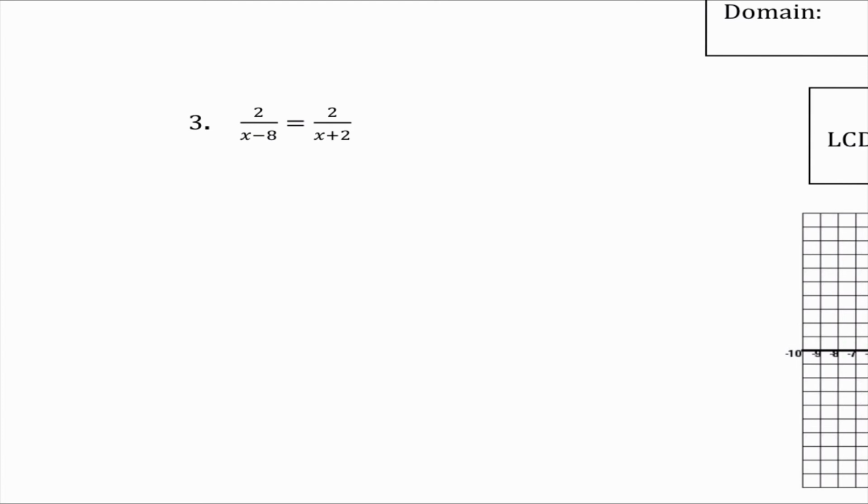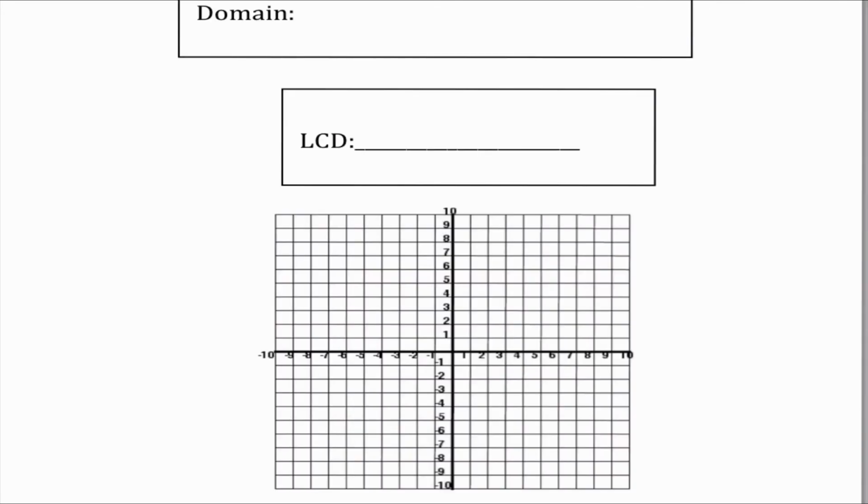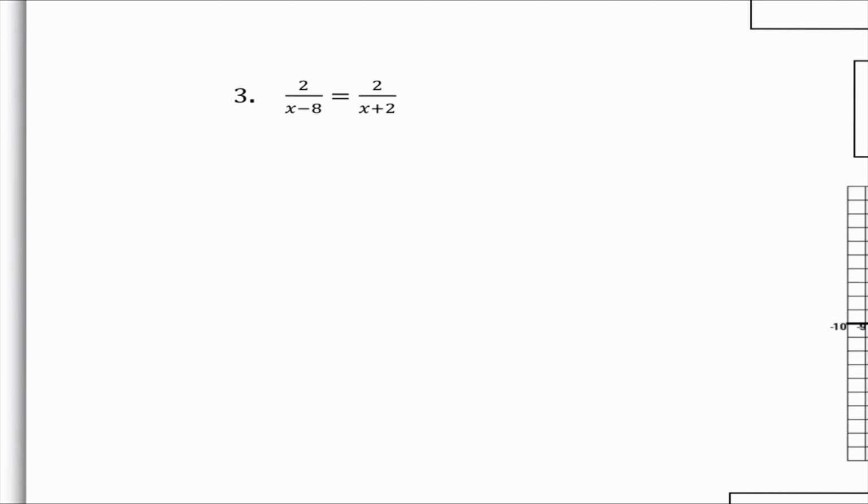Moving on to number 3, we can actually do this problem in 2 different ways, and I'm going to show you both methods. The first would be the same as we have been doing, where I need to figure out what is the LCD. I'm looking at this, both of these are already factored. So I'm thinking that the LCD is x minus 8, x plus 2. So I'm going to go ahead and multiply everything by x minus 8 times x plus 2.